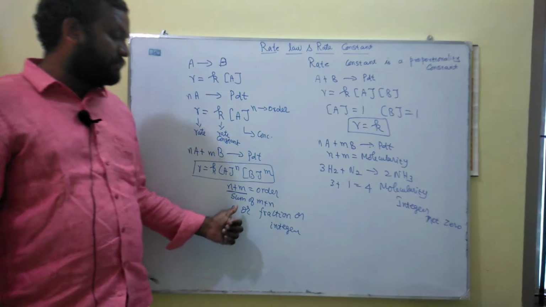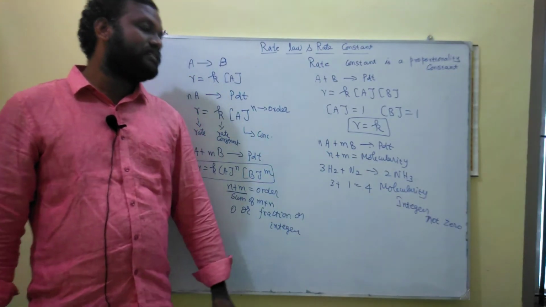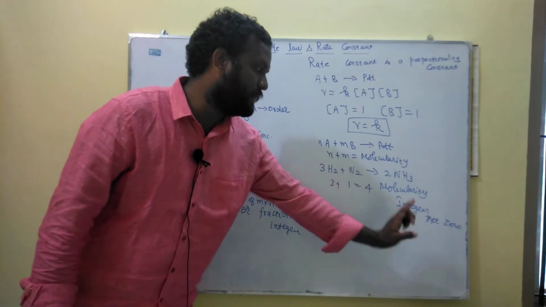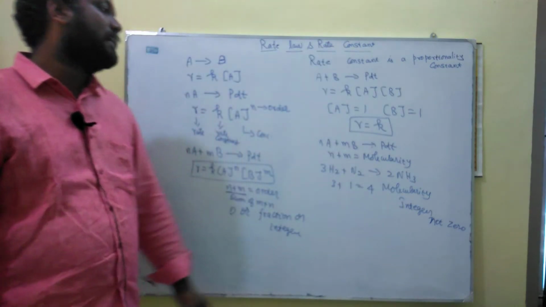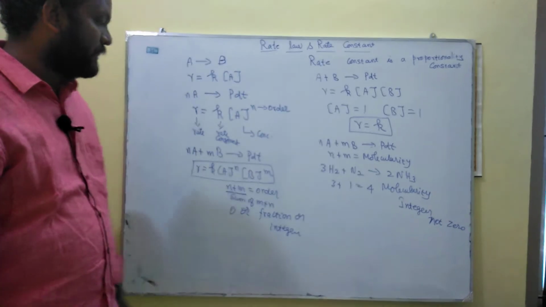Whereas in order it may be 0 or a fraction or an integer or a whole number, whatever it may be. But here there is no zero, no fractions, only integer values. That's a whole number: 1, 2, 3. So this is the difference between the order and the molecularity for any chemical reaction.